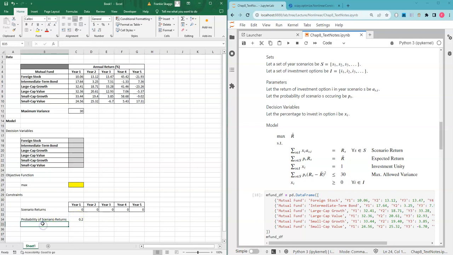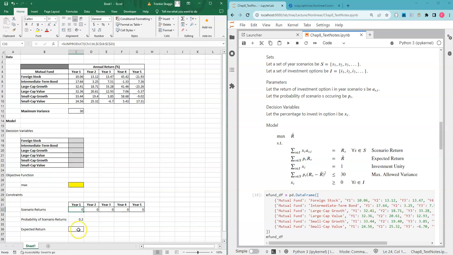And then where were we? We were at the expected return. So I'll just have it here. And so the expected return, now I'm looking at R bar here, is just what? P sub s times R sub s, and I'm summing them all up for every year scenario. So our R sub s's were essentially these right here.